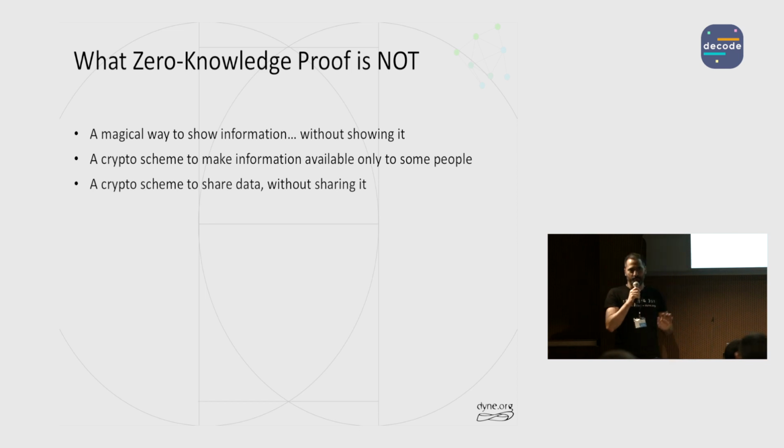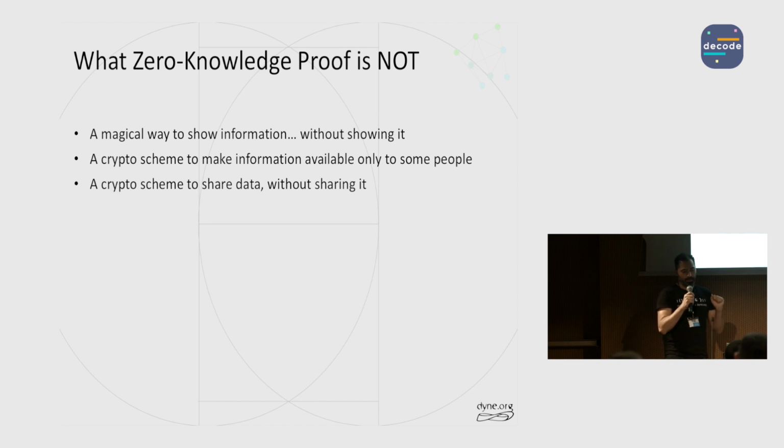They assume that zero knowledge proof means that I'm going to put my data somewhere, let's say my ID number, my birth date, my name, and my address, and that's not going to be shown, and then at some point is going to be shown magically. No, that's not what zero knowledge proof is. It would be nice, but we aren't there yet. Zero knowledge proof is not a crypto scheme to make information available only to selected people. That's also what it is not.